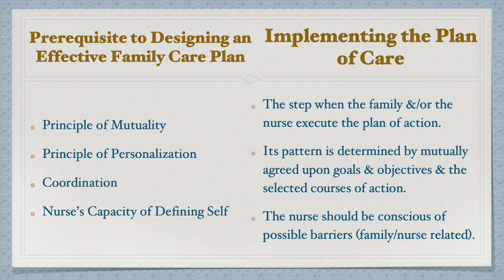Another nurse-related barrier is overlooking family strengths. This usually results from the tendency of the nurse to focus on family problems and weaknesses. And then another nurse-related barrier is neglecting cultural and gender implications of family interventions. That will make the plan unacceptable to the family since it is not in accordance with their culture.